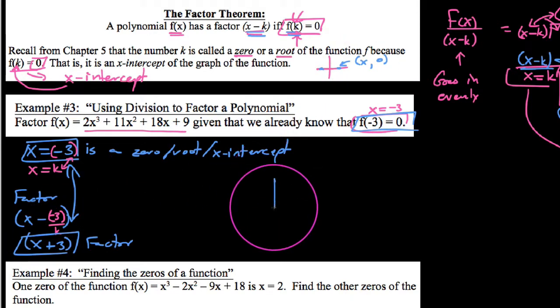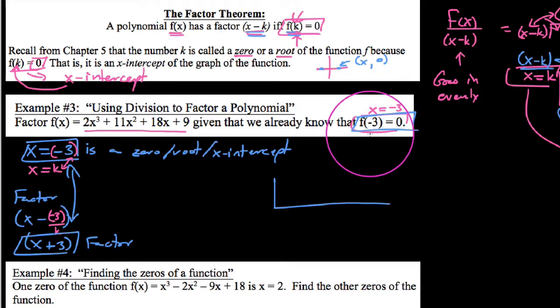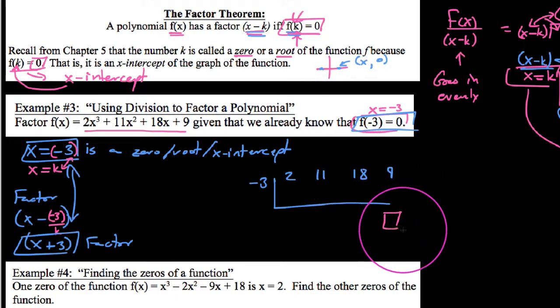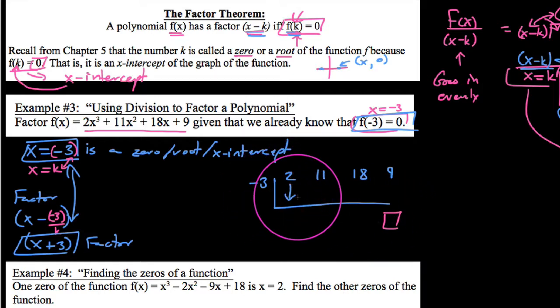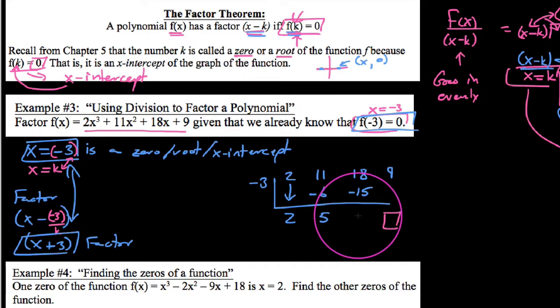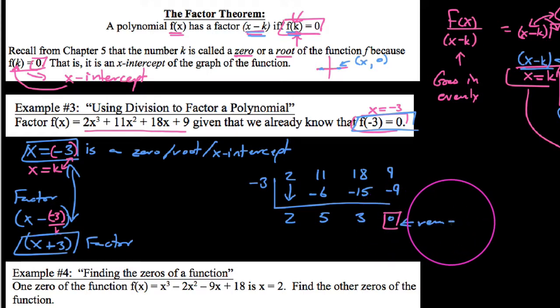So what we know is this. If we're already guaranteed that f of negative 3 is at a height of 0, then we can put that negative 3 out here and drop in the coefficients, 2, 11, 18, and 9. I guarantee you that this has to come out to be a 0 back here. Furthermore, it means a few other things, so let's pursue this. Negative 3 times 2 is negative 6, plus 11 is 5, times negative 3 is negative 15, plus 18 is 3, and negative 3 times 3 is negative 9, plus a positive 9 is 0. So the remainder equals 0.